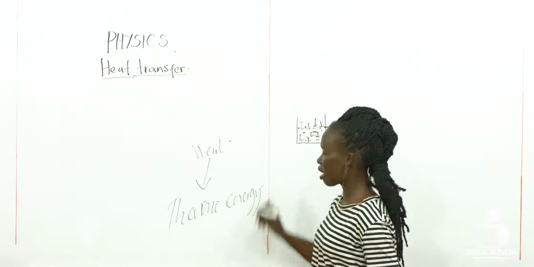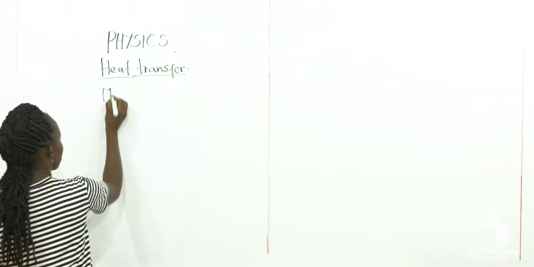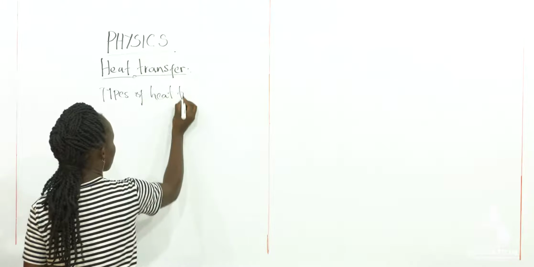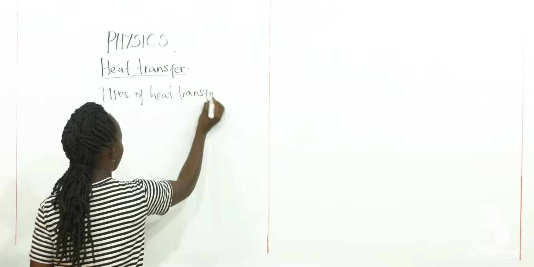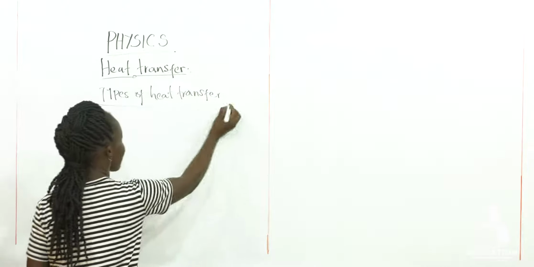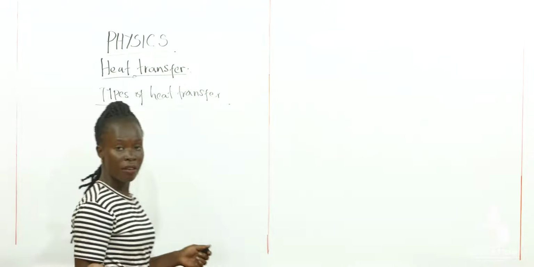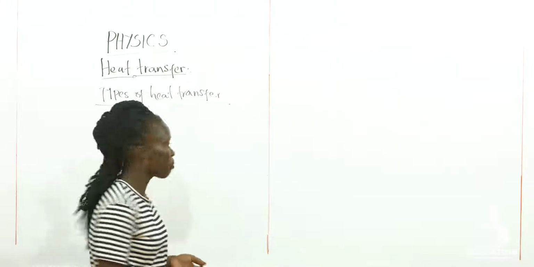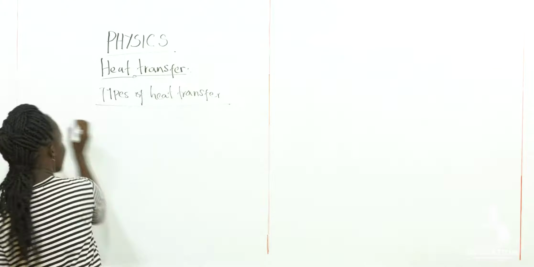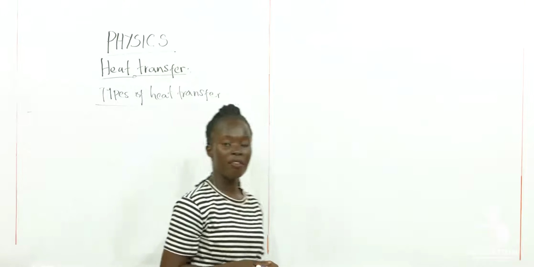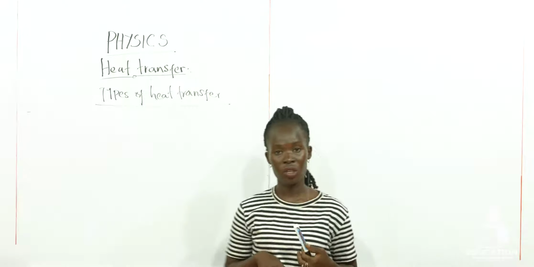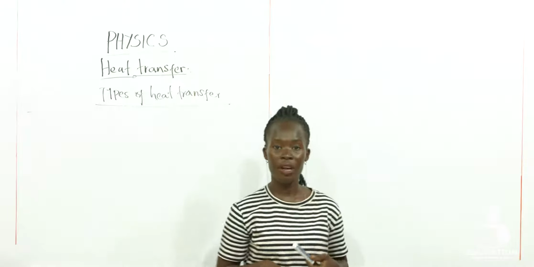So you see that there are majorly three types of heat transfer. If there are three, what are those? We have types of heat transfer. You can say types, or you can say forms, or you say ways. Those are all the same. So what are those? We have majorly three. We have conduction, we have convection, and then we have radiation.